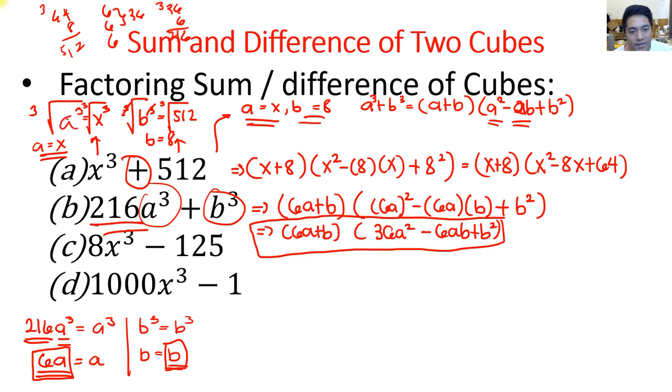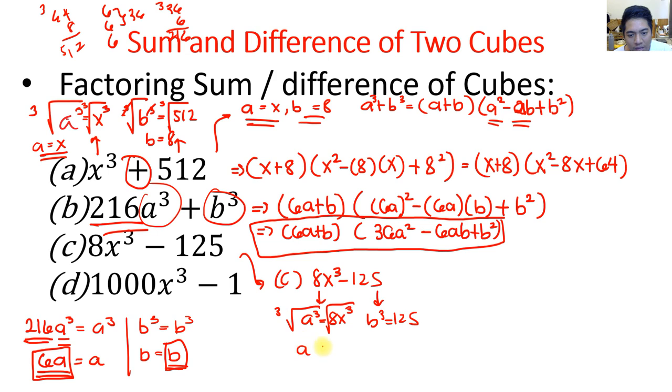Okay, so for letter C, let's try. For letter C, we have 8x cubed minus 125. It's pretty easy. This is your a cube, which is 8x cubed, and this is your b cube, which is 125. If you get the cube root, a equals 2x. The cube root of 8 is 2, the cube root of x cubed is x, and the cube root of 125 is simply 5, because 5 times 5 is 25, times 5, that's 125.